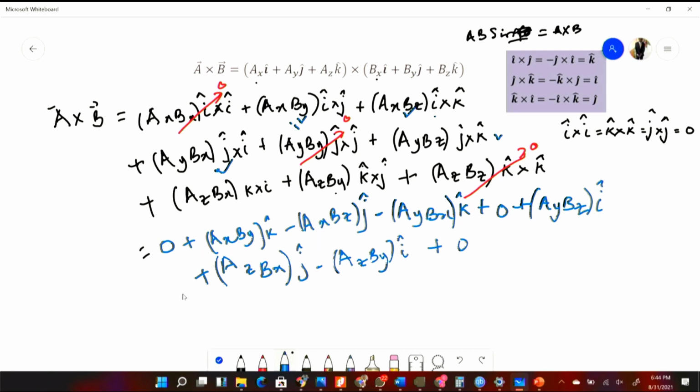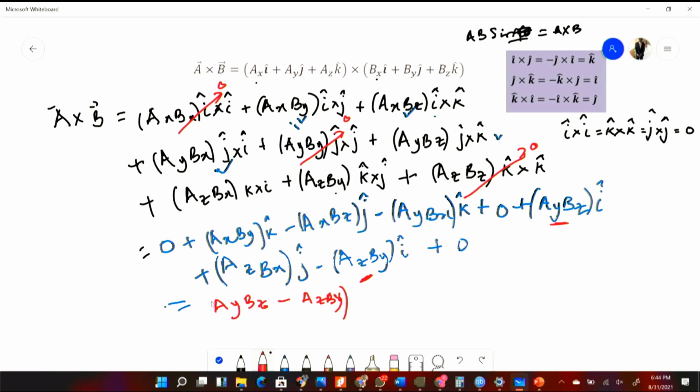Now, if everything is equal, we can collect the like terms. Let's start with the I component. Can we identify all the I's? So we have this one and this one. So therefore, we can write AY BZ, that is for this, minus AZ BY.